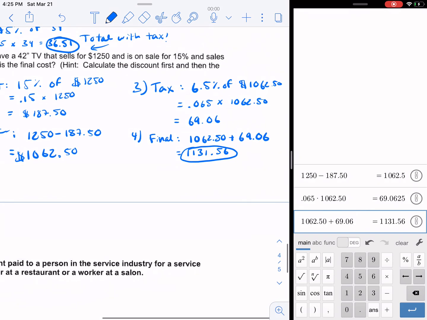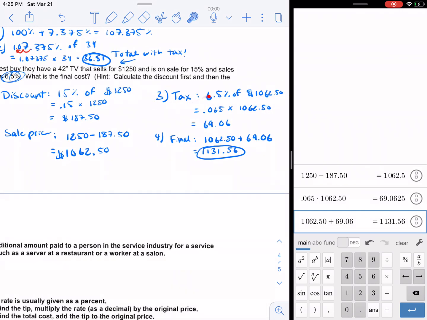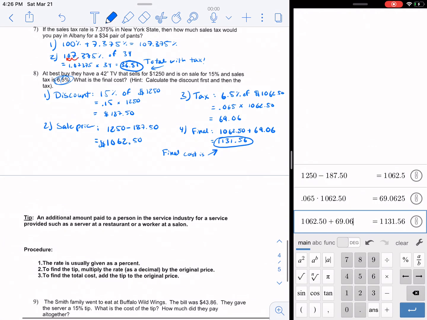And so, multi-step problem. The first thing we found was how much cheaper it is. And then we found the price after the discount. So, now that we found the discounted price, which is $1,062.50, now you're going to find the tax on that cost, and then you're going to add the tax to get the final amount. So the final cost is right there. And that was number 8. So that's the last problem for this section.